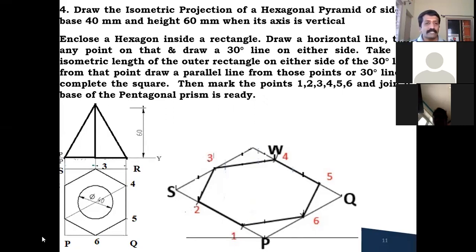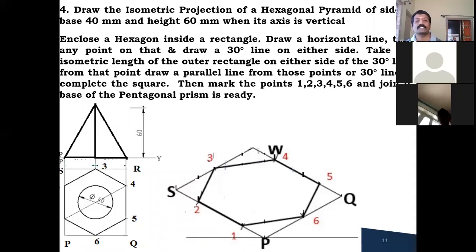So how to get 3 and 6? This is exactly the midpoint between S and R. Either you take S to 3 or 3 to R, or P to 6, 6 to Q. All the 4 distances are same. You take any one of that distance and convert that into isometric scale. So after this, from S you cut this distance, call that 3. From P you take the same distance, cut this, you call it 6. So all the 6 points you'll be getting.